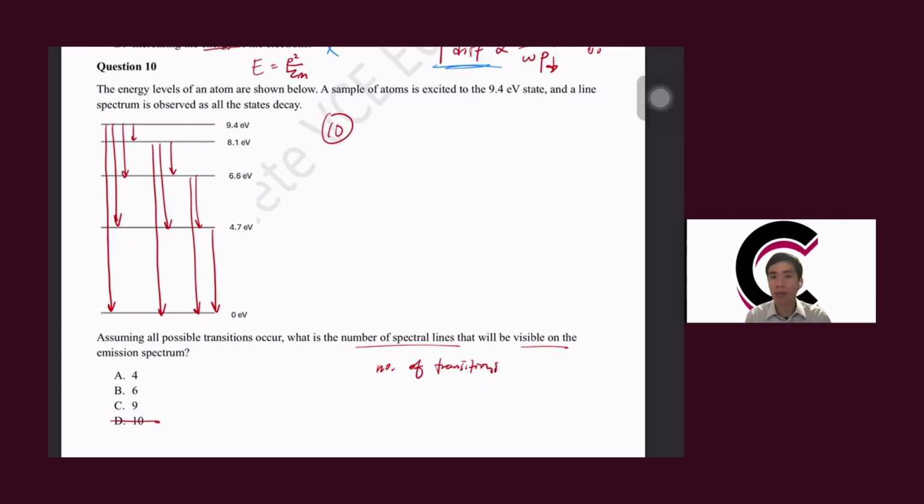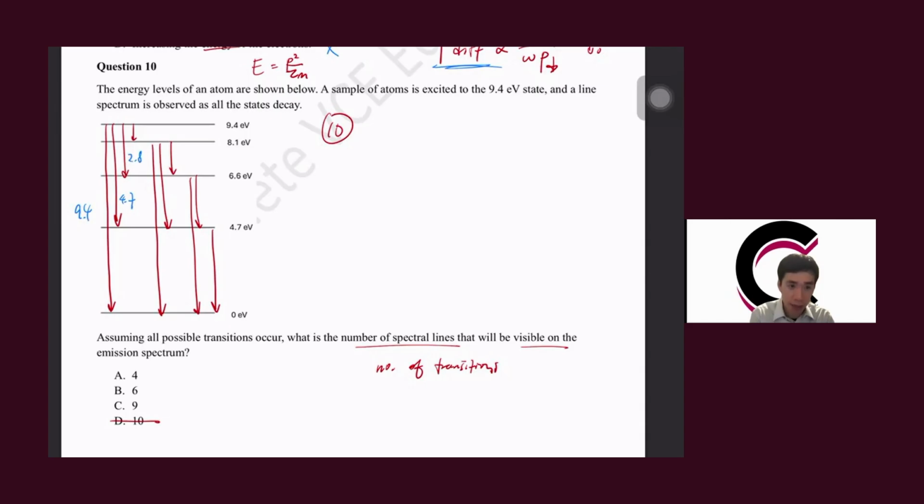Now, the number of spectral lines depends on what? It depends on the energy, right? Or should I say the frequency of the photon emitted in the process, not electrons, the photon emitted in the process. So it is a very tough task. You're gonna meticulously check to see if the differences between the energy levels are unique, right? And let's do it. You can do 9.4 minus 0, that's 9.4 eV. You can do the same thing for the rest. So I'll just write down the values without the eV, right? You can check yourself.